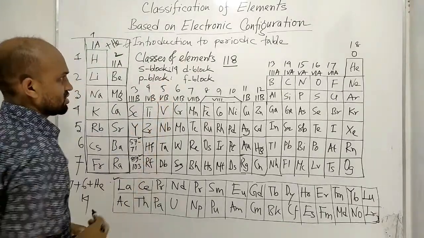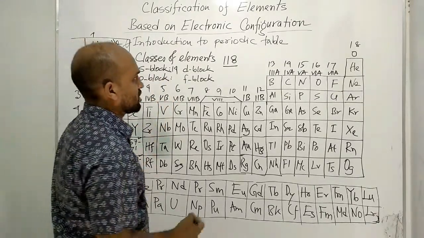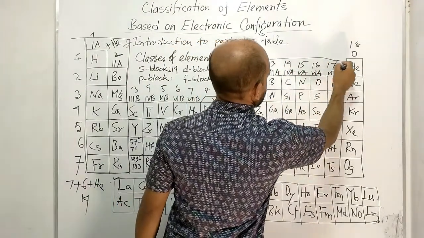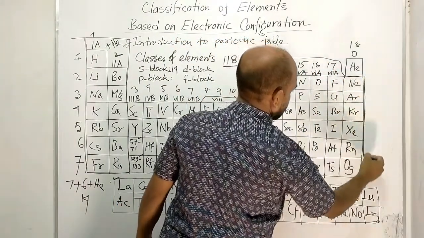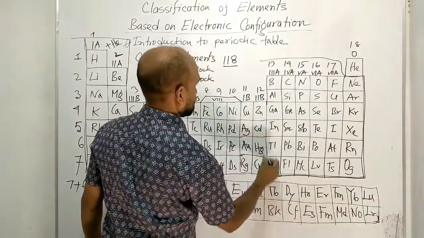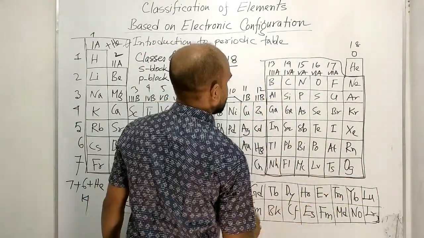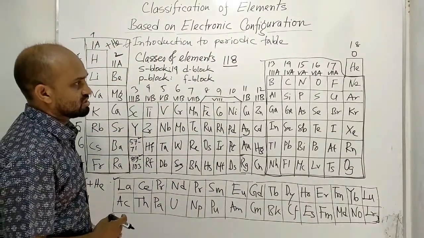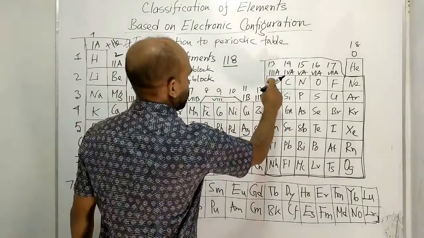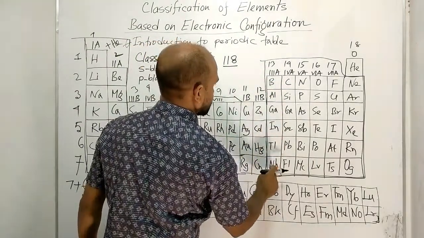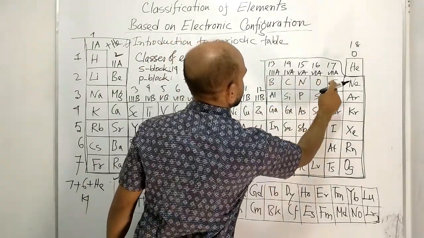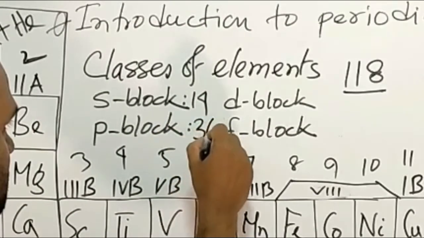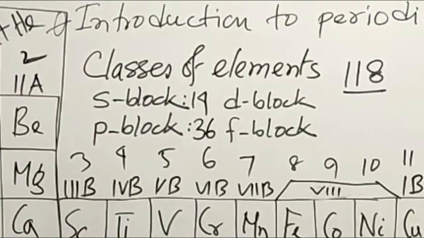Now p block elements. Elements of column 13 to 0 excluding helium are p block elements. Here let's see the number of p block elements. 1 2 3 4 5 6. 1 2 3 4 5 6. 6 into 6, total 36 elements are p block elements.